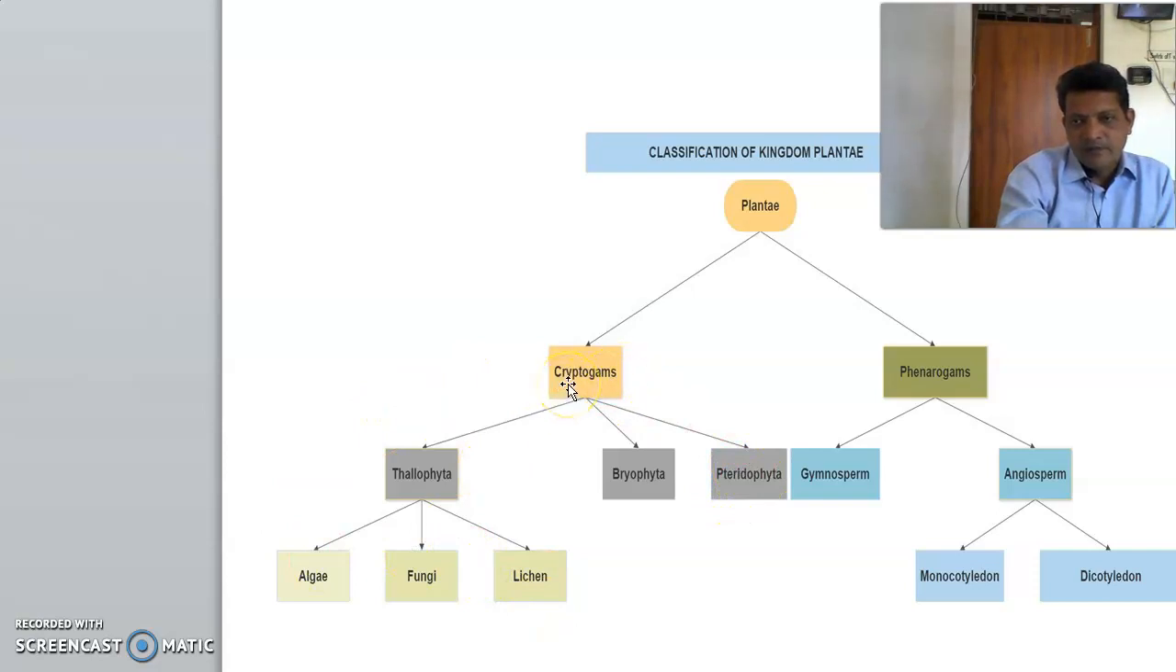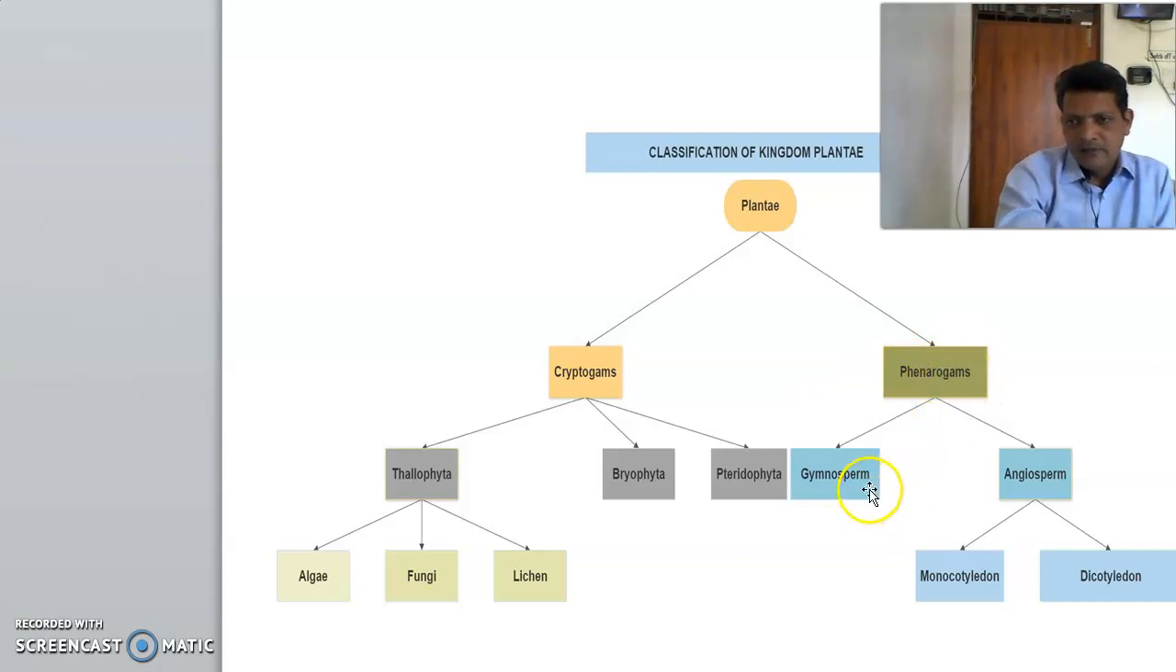Cryptogams are the non-flowering plants. They do not produce flowers or fruits. The phanerogams: what is the meaning of phanero? Phanero means flower-bearing plants. So this group of plants bears flowers.